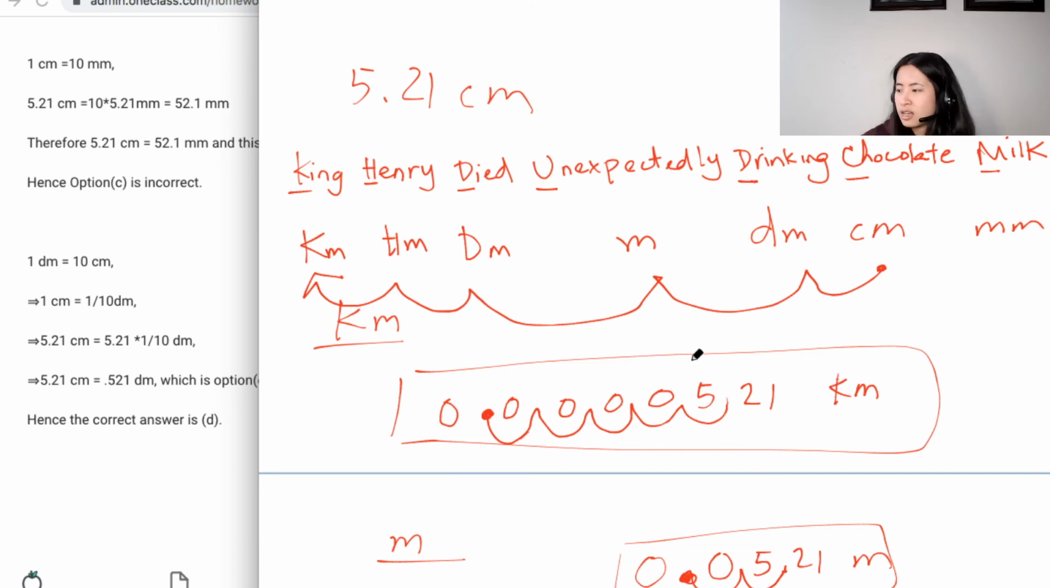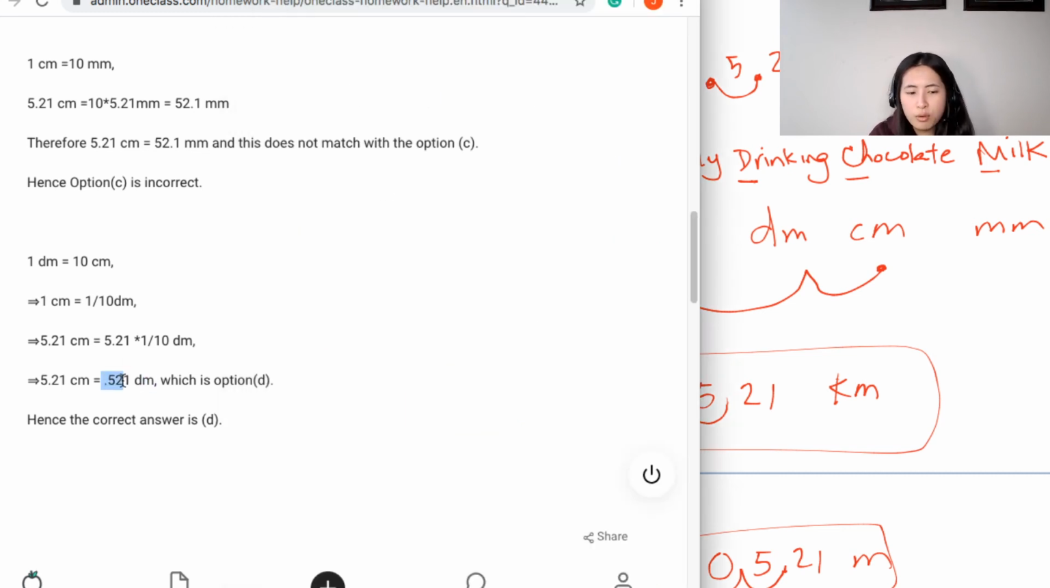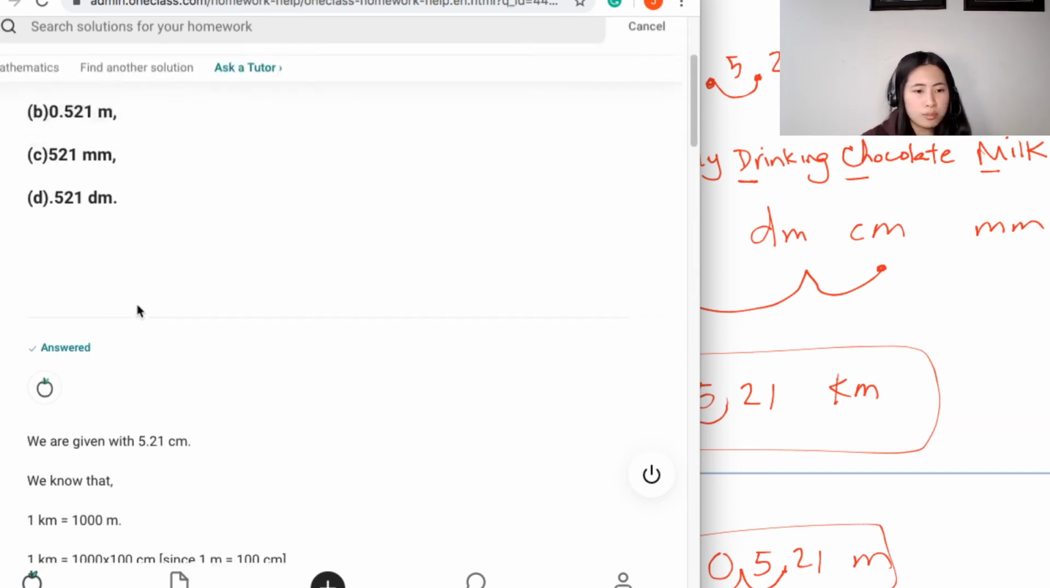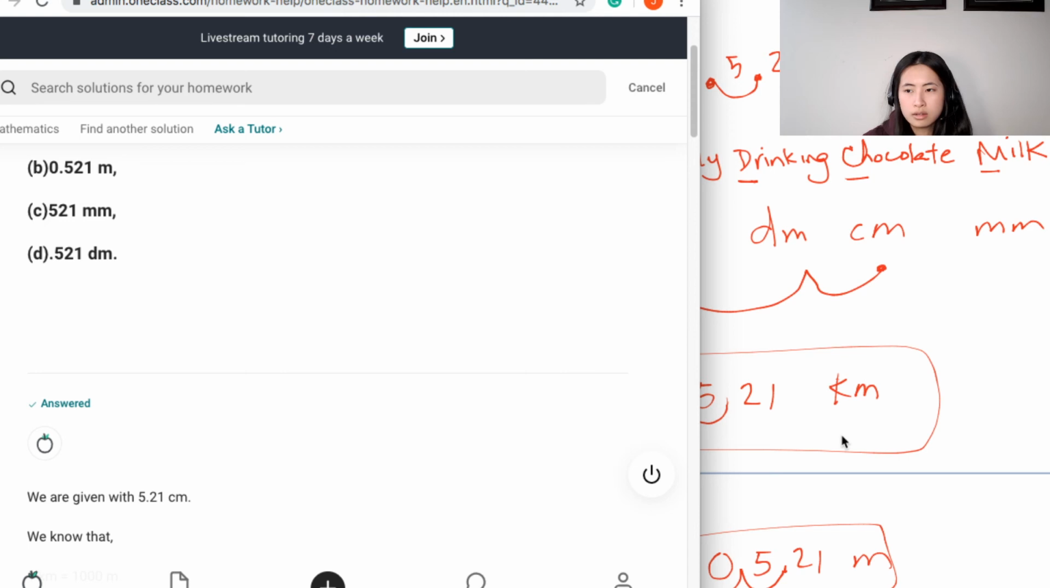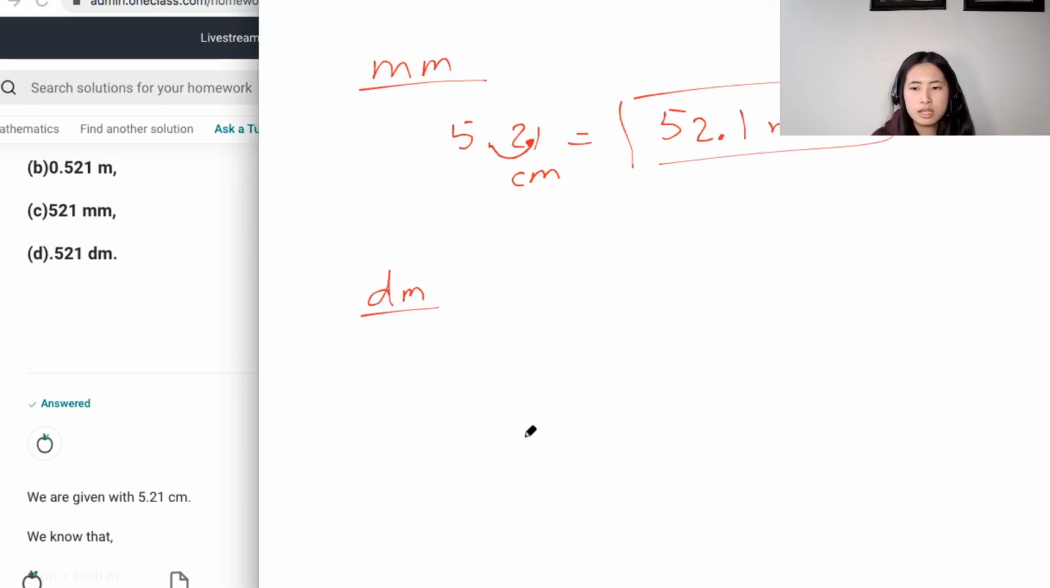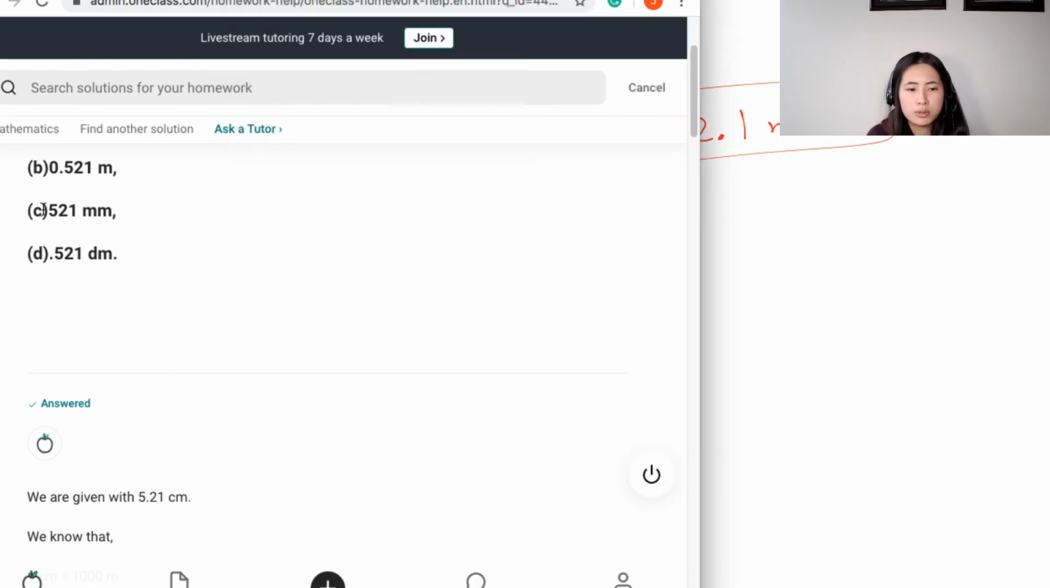Does that make sense? So if you have 5.21 and you move this to the left once, it would be 0.521. And this is decimeters, which they have right here, 0.521 decimeters. So option D is in fact right. Because we originally had 5.21 centimeters, moving this to the left once would give you 0.521 decimeters. So option D is right.